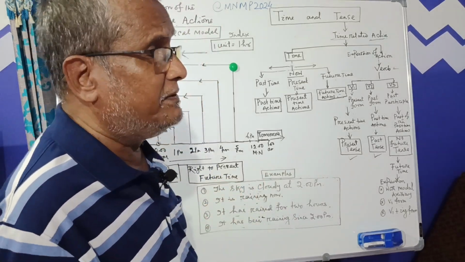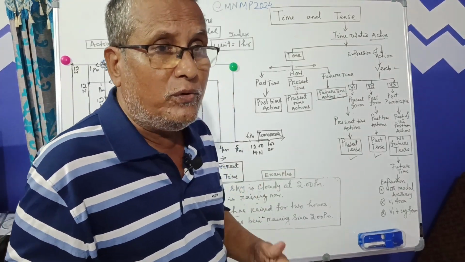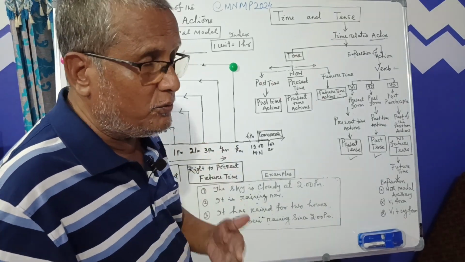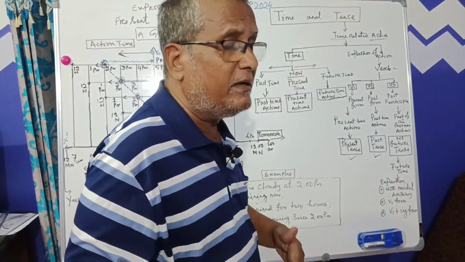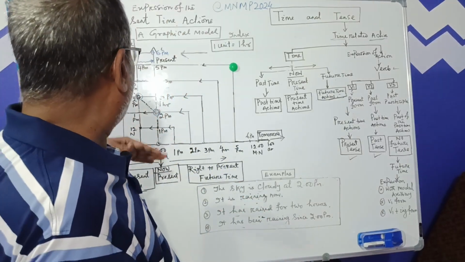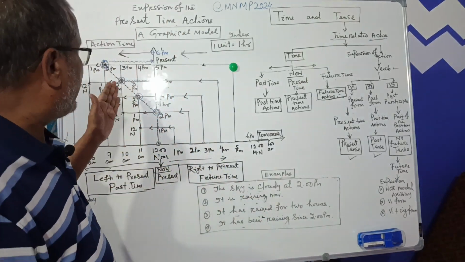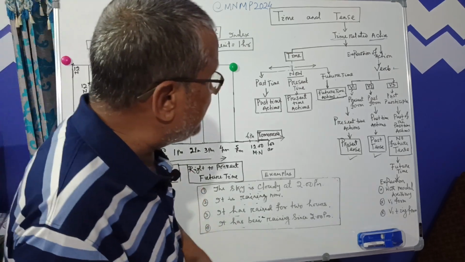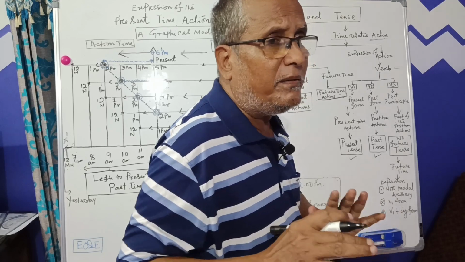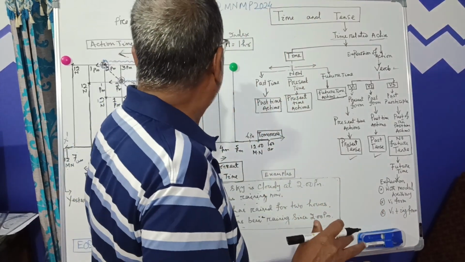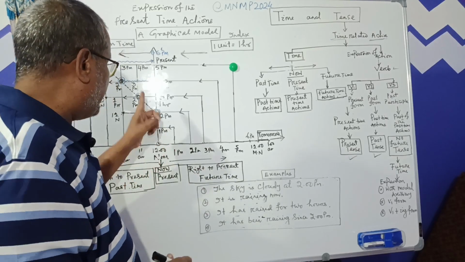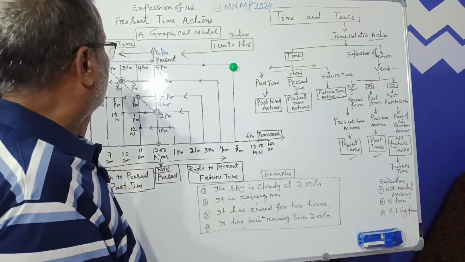From these examples, we shall derive the rules for how to use V1 in different actions and different situations. In our next class, we shall discuss past time actions represented by V2, that is the past form of the verb. Hope you have understood the difference between the present, that is clock time, and action time.